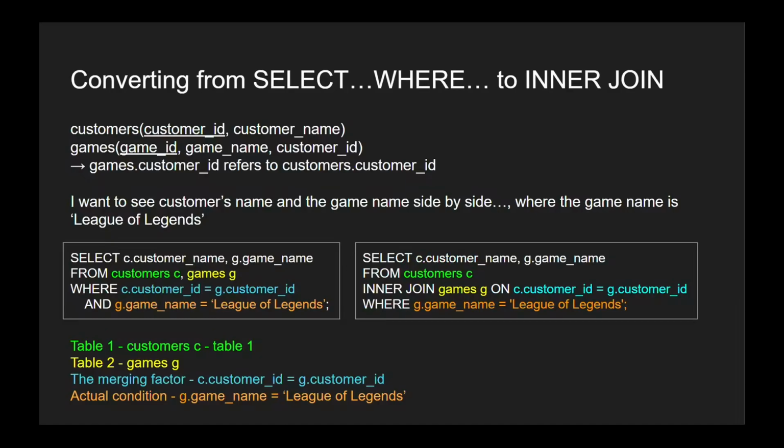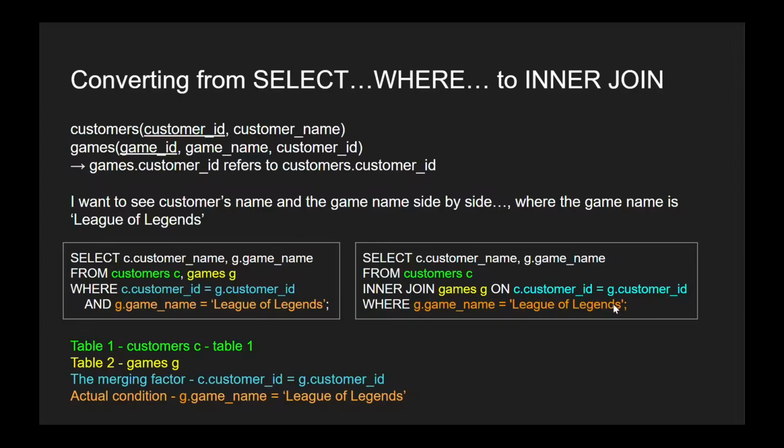If you understand this, it's very simple for you to convert from this select where to inner join. So just take a look at this. Customer C, this is our first table. Inner join, this is our second table. On, this is our merging factor here. And this one, where, is our actual condition here.